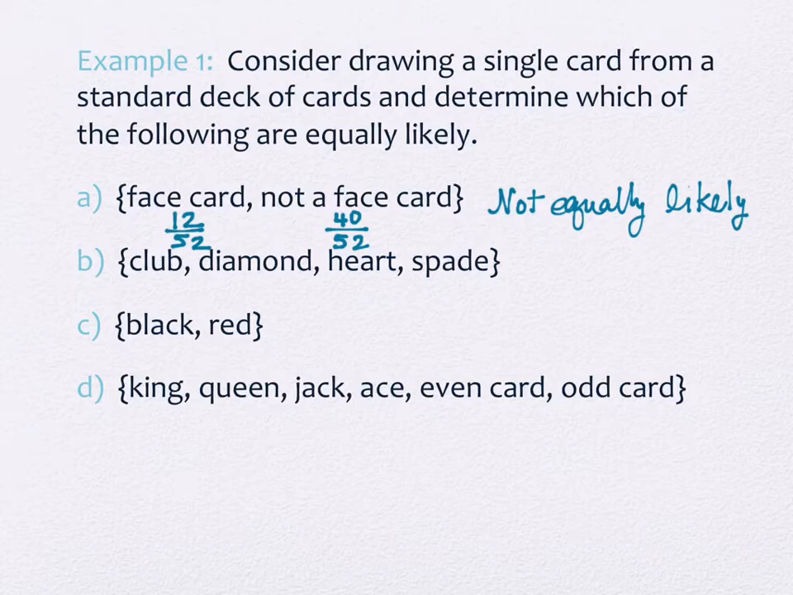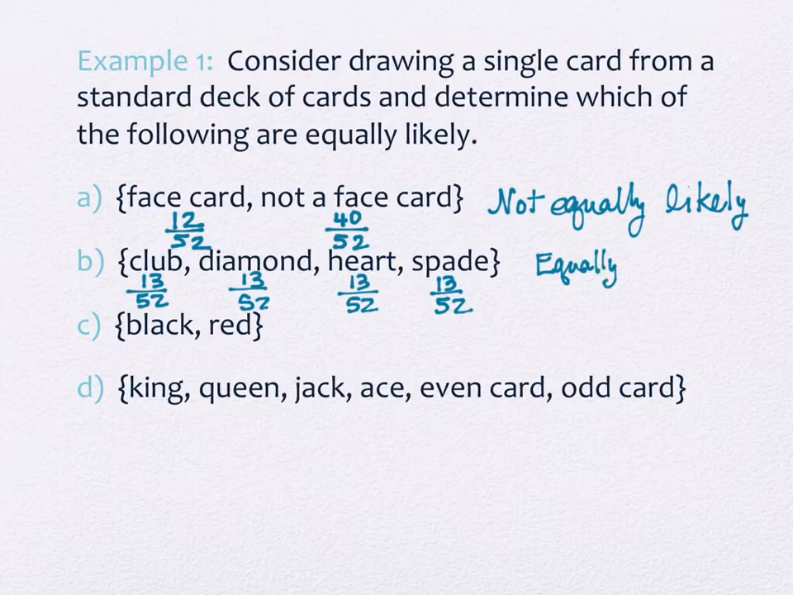How about the next ones? Clubs, diamonds, hearts, and spades. So how many clubs are there? 13 out of the 52. How many diamonds are there? 13 out of the 52. How many hearts? 13 out of 52. And how many spades? 13 out of 52. Are these equally likely? Yes, these are. All of them match. These are equally likely.